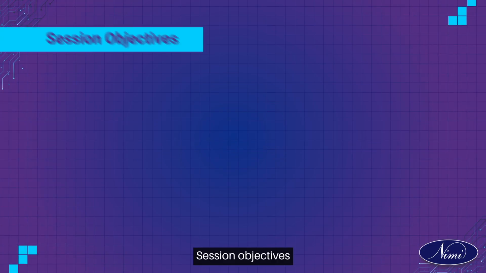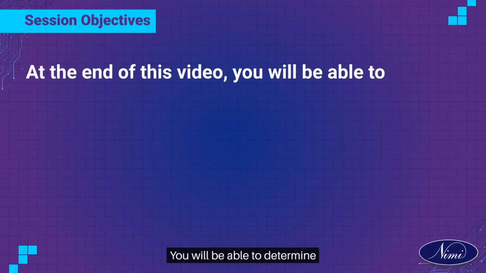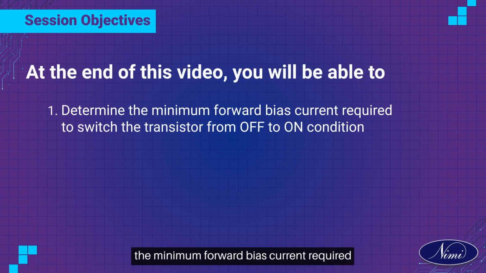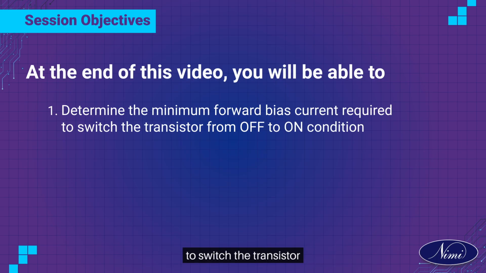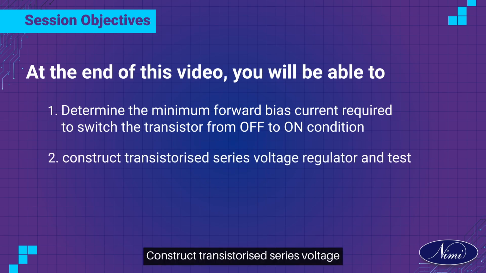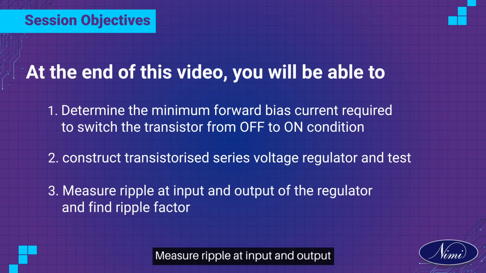Session objectives. At the end of this video, you will be able to determine the minimum forward bias current required to switch the transistor from off to on condition, construct transistorized series voltage regulator and test, measure ripple at input and output of the regulator and find ripple factor.